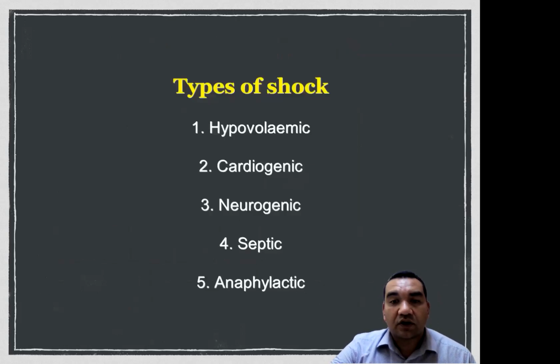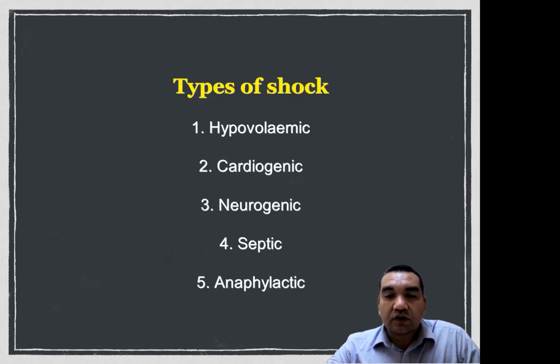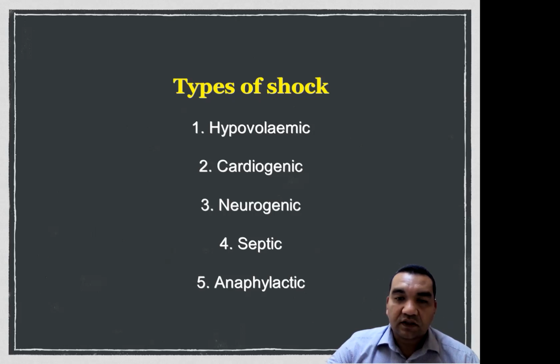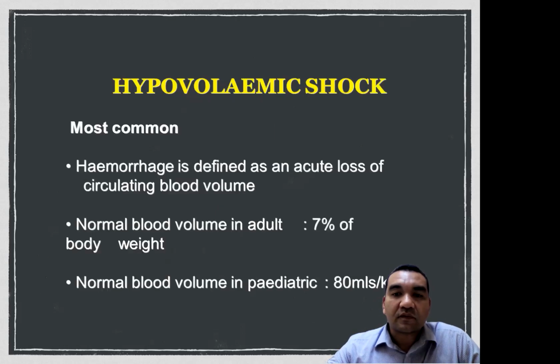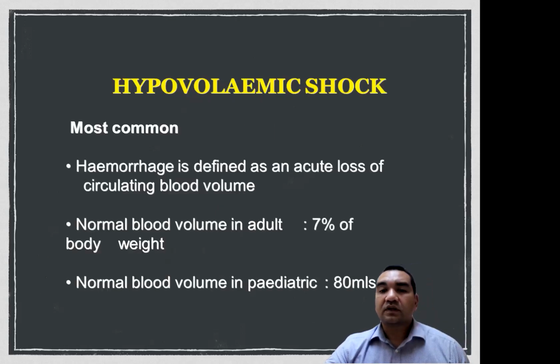Types of shock: hypovolemic shock, cardiogenic shock, neurogenic shock, septic shock, and anaphylactic shock. You can have a few types of shock when the patient comes in a single situation, but the most common type of shock that you will see in a trauma patient is hypovolemic shock.